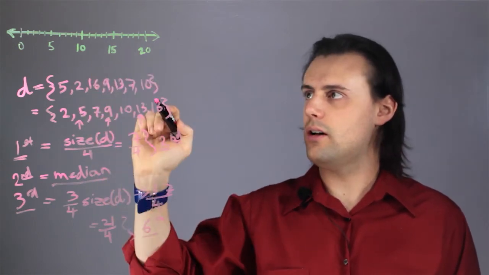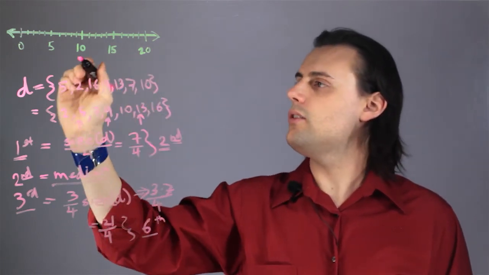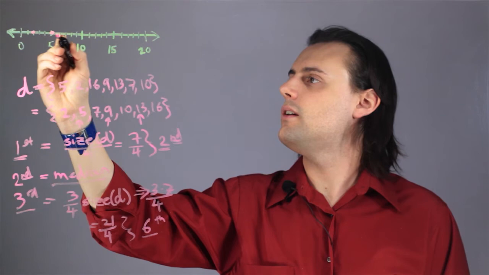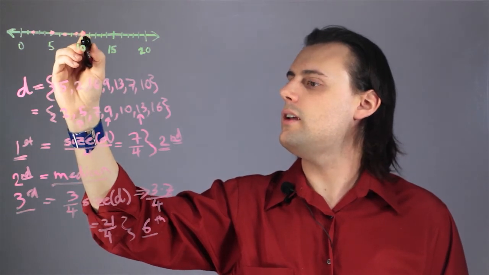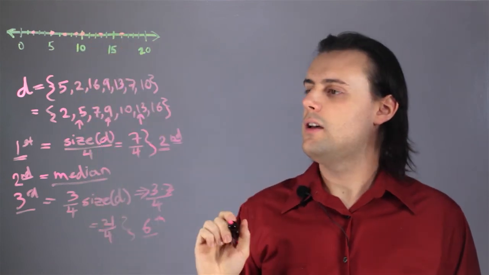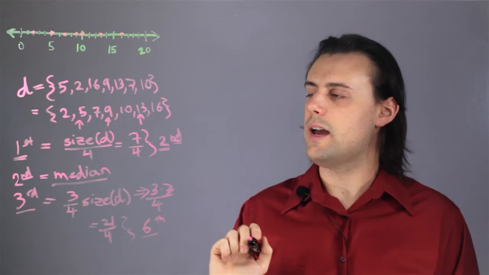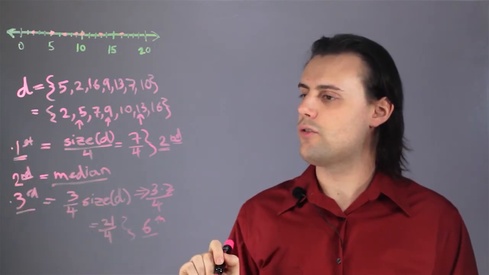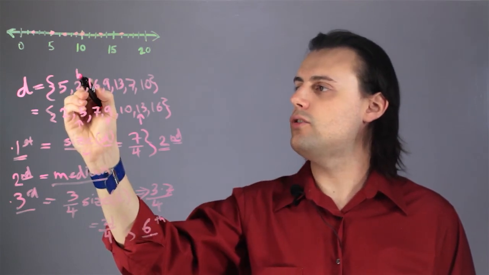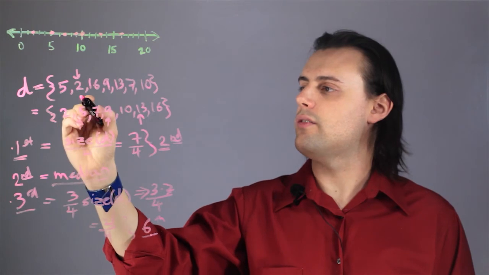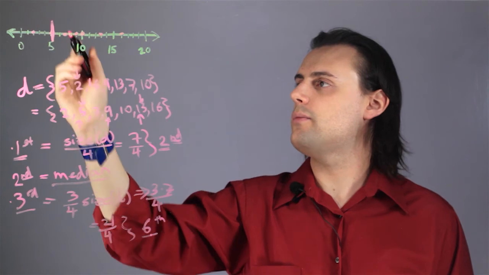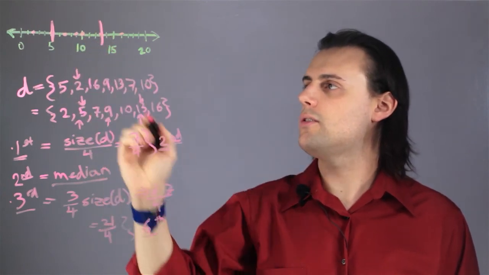Let's plot these data points and construct our box, and more generally, a box and whiskers plot on this single dimension. We have 2 right here, 5, 7, 9, 10, 13, and finally 16. When we construct our box, the edges of the box will be the first and third quartile, so the second number and the 6th number. That would be 5 and 13. This is going to be one edge of the box, and this is going to be the other edge of the box.